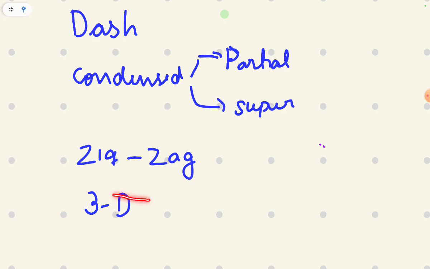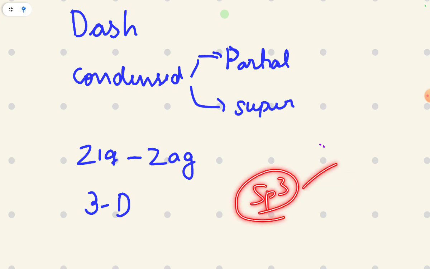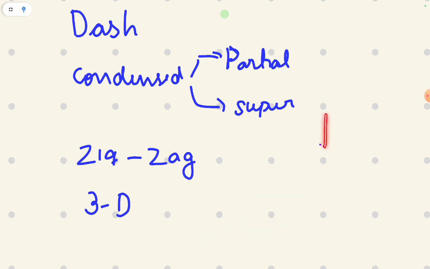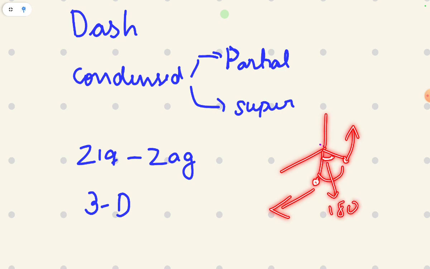Fine. Next, 3D structure. See, the hybrid structures present in the compounds are not always linear. As I've told, only sp is linear, the rest are all 3D structures. Example, the sp3 carbon has a tetrahedral structure. Tetrahedral means like this. So this bond will be towards us, and this bond will be at 180 degrees to this one. The angle between them will be 180. You can imagine it.